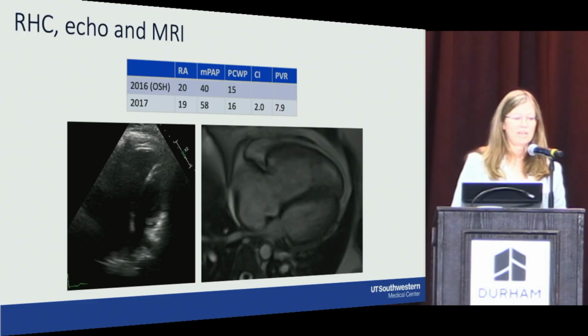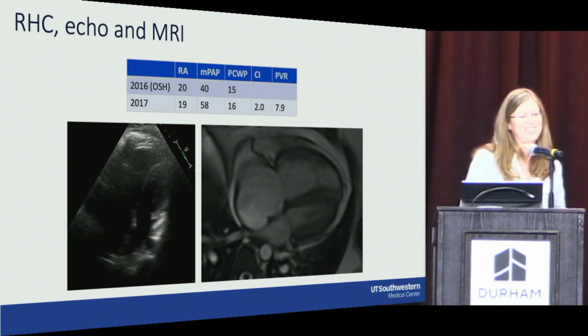And we do a cath and an echo and end up doing an MRI. So here's that data. She's got a right atrial pressure of 19, a PA mean of 58, a wedge of 16, a cardiac index of 2, and a PVR of 7.9. And my slides do play. Excellent. And so there's her imaging.